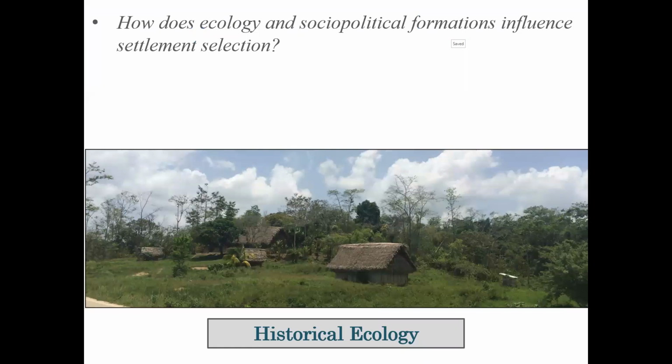My presentation today is looking at the historic narratives of Maya communities in Southern Belize, asking the question of how does ecology and sociopolitical formation influence settlement selection in the region? I do this through a lens of historical ecology, which looks at the dynamic relationships between humans and the environment, including both how humans change the environment and how the environment impacts human adaptations.